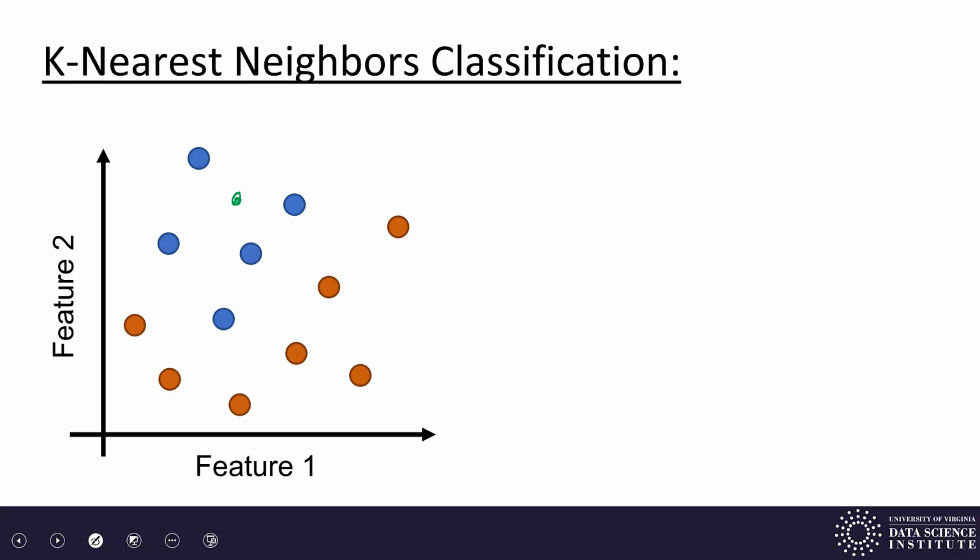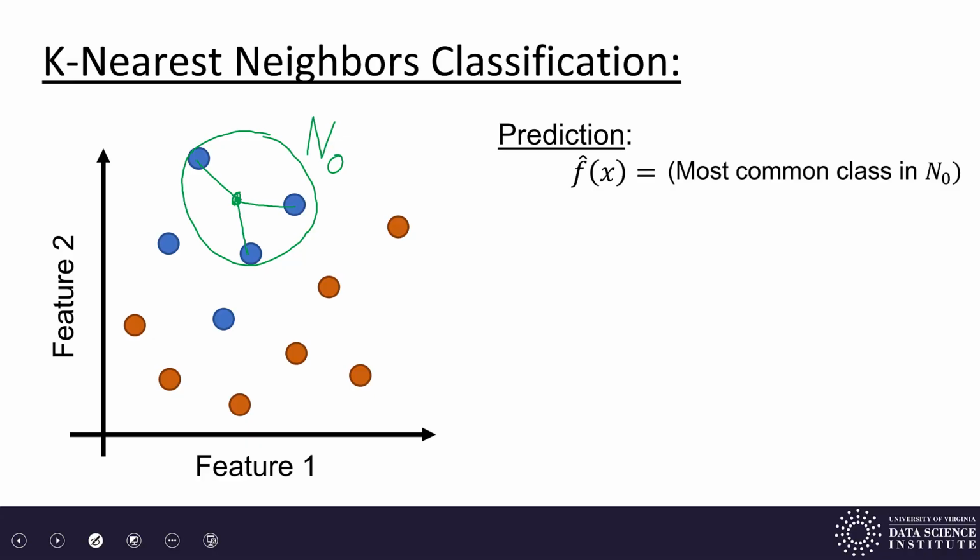So if k were 3 in this case, I would take this new data point and look at its 3 nearest neighbors. There are the 3 nearest neighbors, and I can create a name for all those neighbors. We call it N naught, just the neighborhood. So we look at these 3 nearest neighbors, and the predicted class label for this new data point is going to be the class that's most abundant in this neighborhood. And here's the way we write that for prediction.